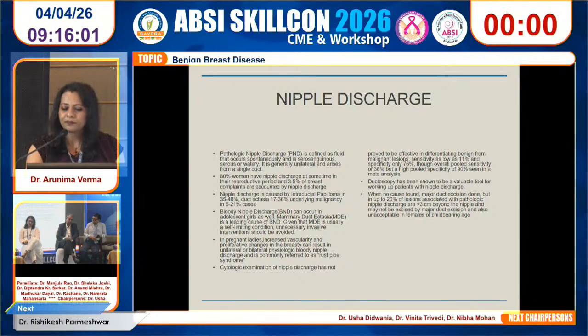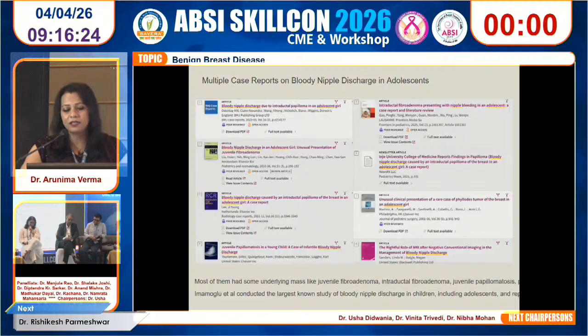And it has been proven that we have to differentiate it from the benign, and ductoscopy may have some role, but it is more for unilateral, single ducts. And major duct excision definitely is not an alternative, because most of these lesions will be more than 3 centimeters beyond the nipple where you are doing this excision, and the lesions may be much beyond, and especially in childbearing ages, definitely not.